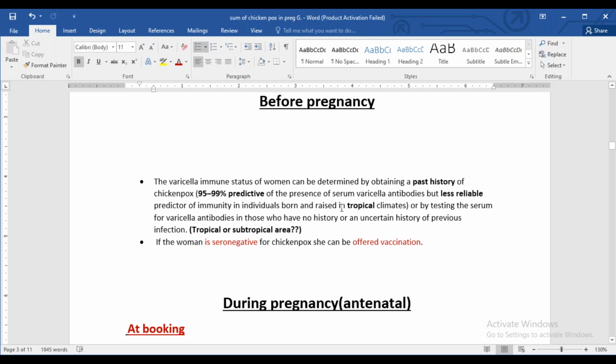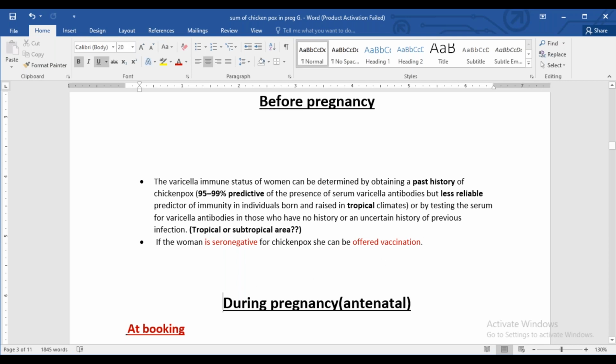So it's better, if you have a chance, to test the serum for varicella antibody for those who have no history or uncertain history of previous infection, like tropical or subtropical. You are not going to do the test for each and every woman. You have to do this for people who have no history or uncertain history of previous infection, or if she's from a tropical or subtropical area. If she's seronegative, she doesn't have the infection, and she's here with you for pre-pregnancy counseling, she's not pregnant yet, you can offer the vaccination for her.